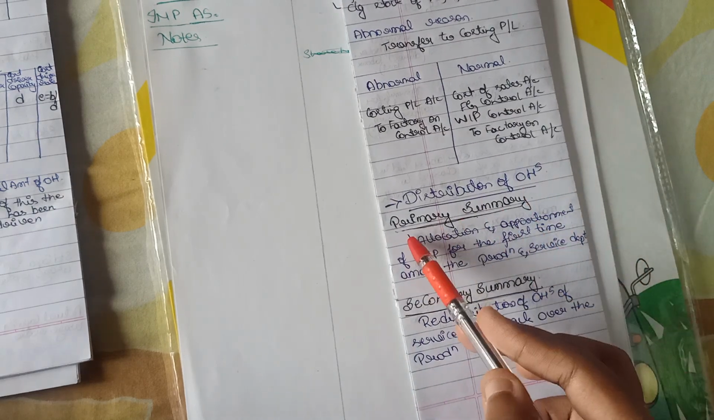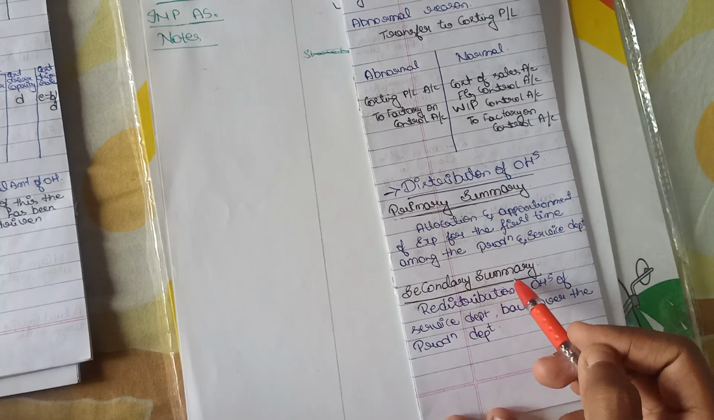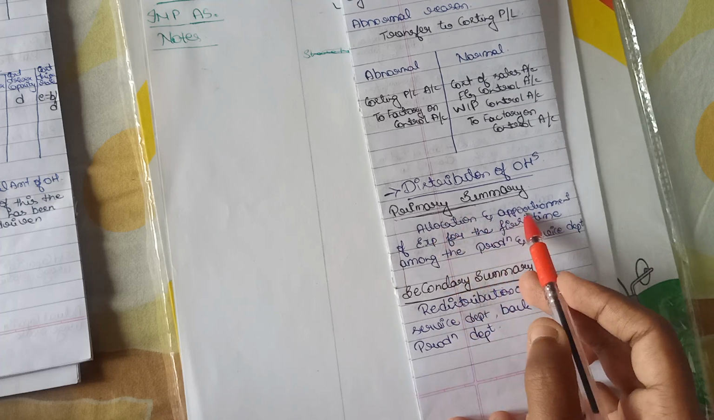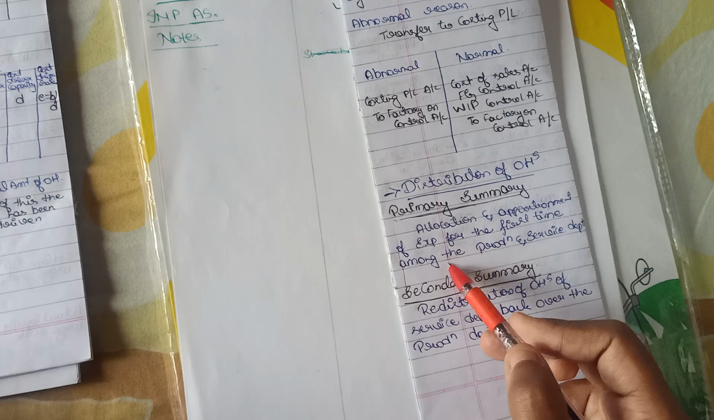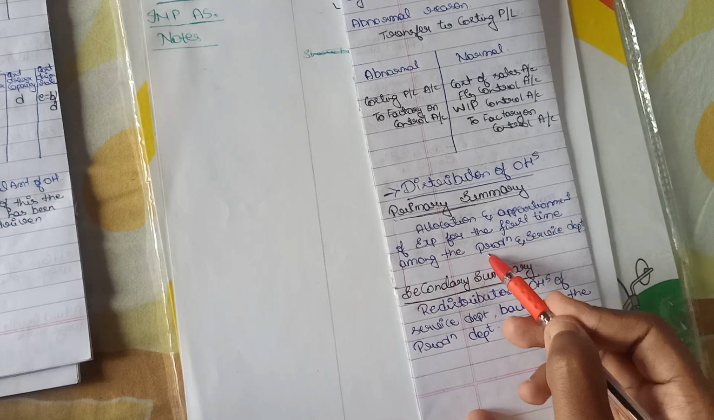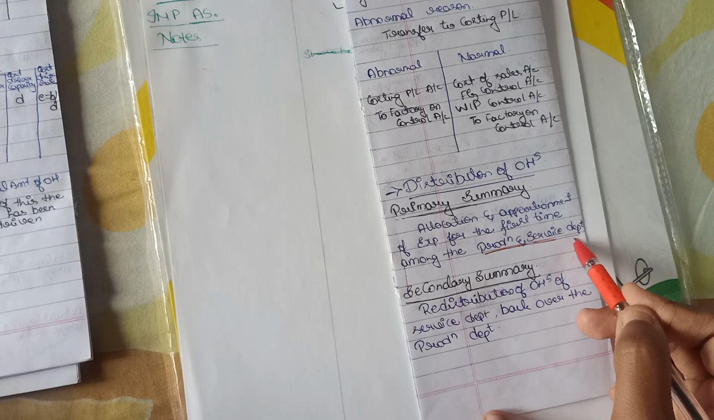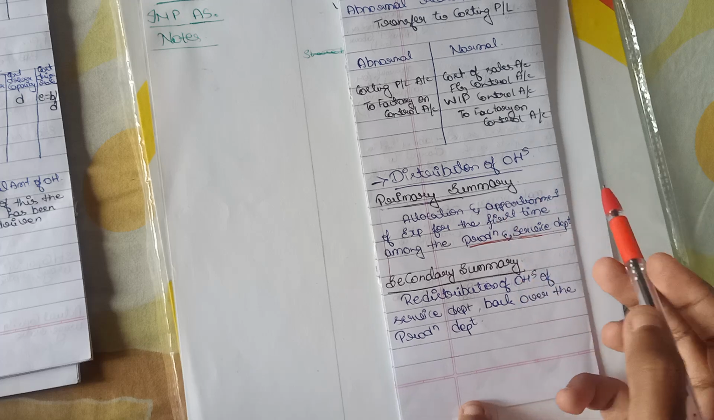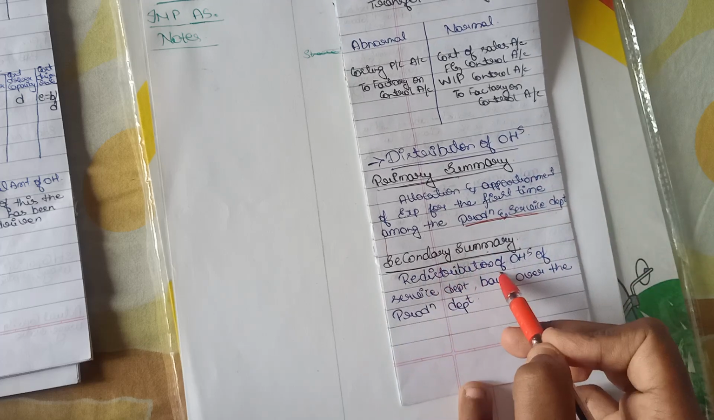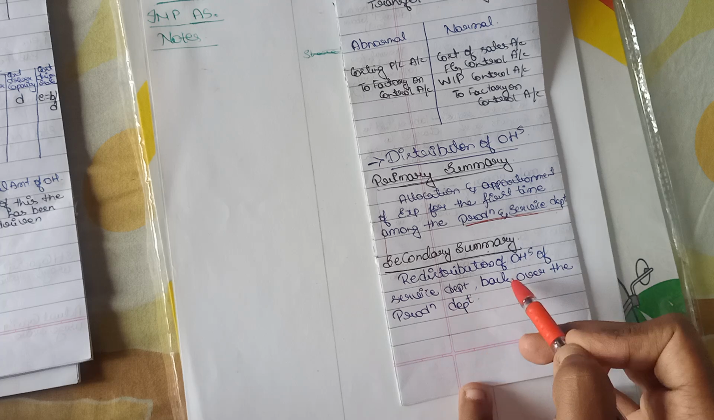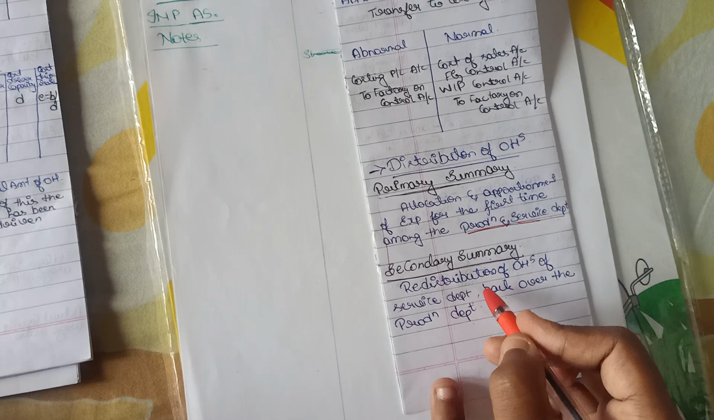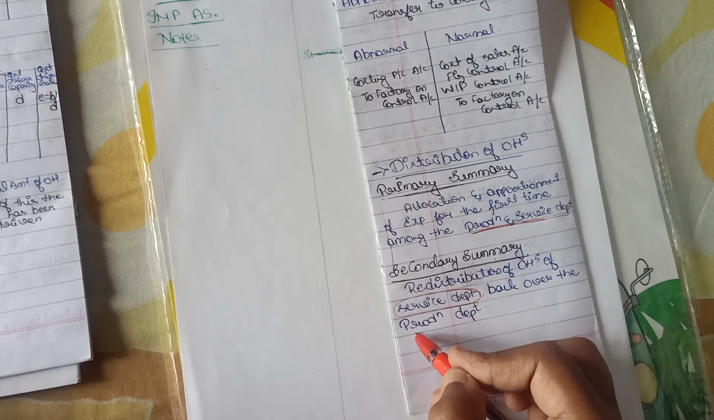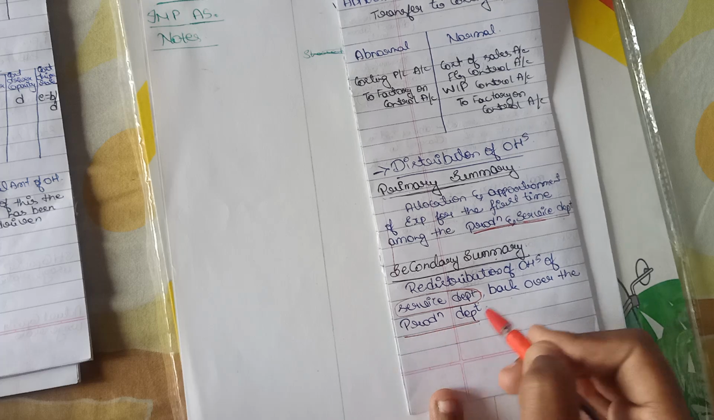For distribution of overheads, we divide it into two, that is primary summary and secondary summary. In primary, allocation and apportionment of expenses for the first time among the production and service departments. For both production and service departments, we have to allocate the expenses that have been incurred. In secondary summary, redistribution of overheads of service departments back over the production departments. The amount of service departments should be reapportioned or redistributed among production departments.